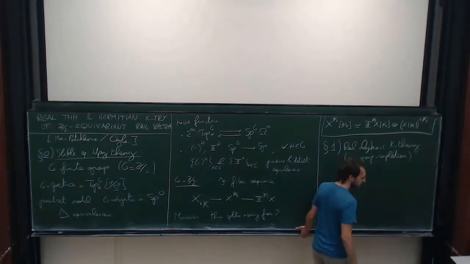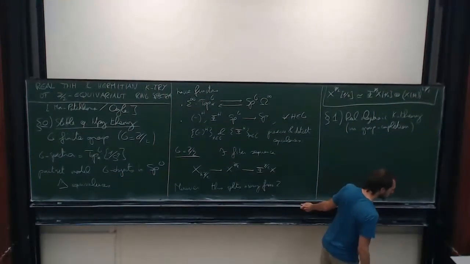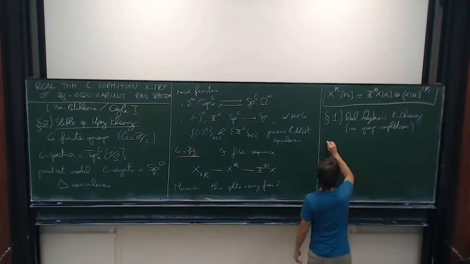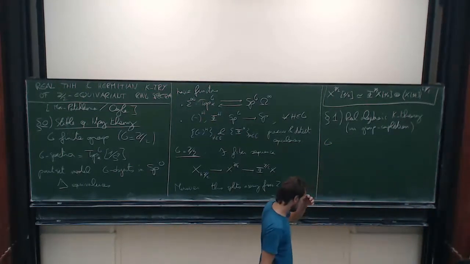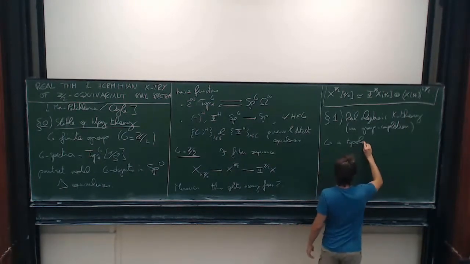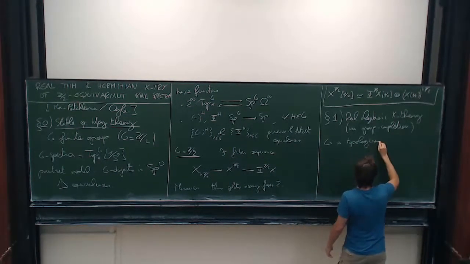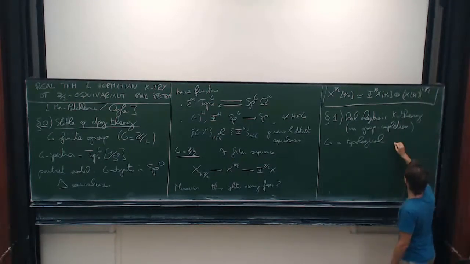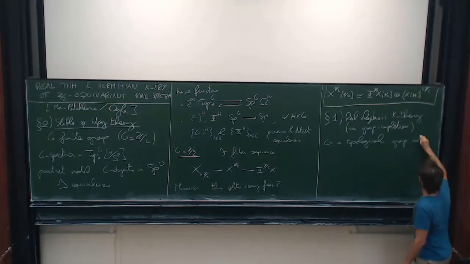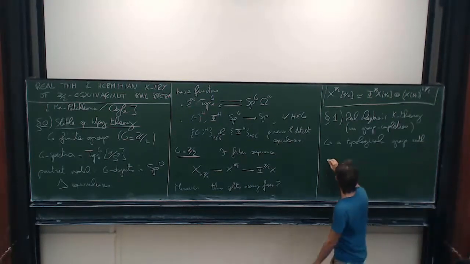So let me start with a formal construction. Let's take G to be a topological group with an anti-involution.